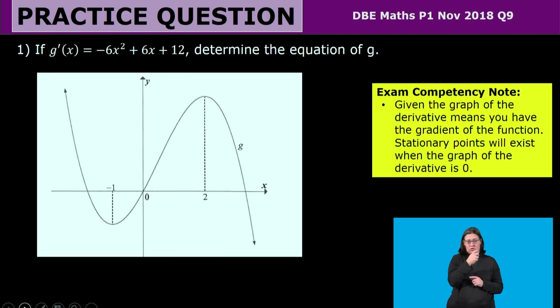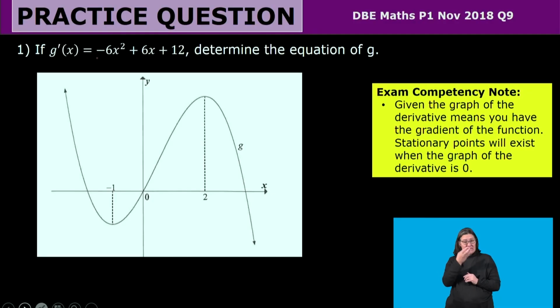So the first question says, if the derivative is minus 6x squared plus 6x plus 12, find the equation of g. So you've been given the graph of the derivative. You haven't been given the graph of g(x). So therefore, they've already taken the derivative and they've given that to you in simplified form. You now need to use that information to help you find a, b, and c.